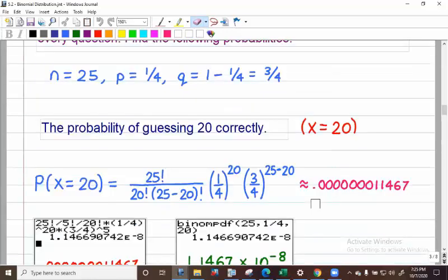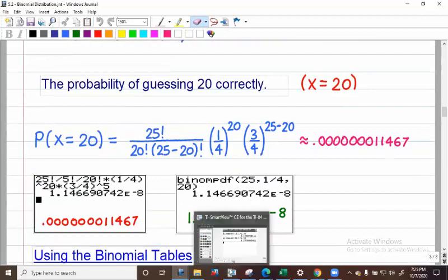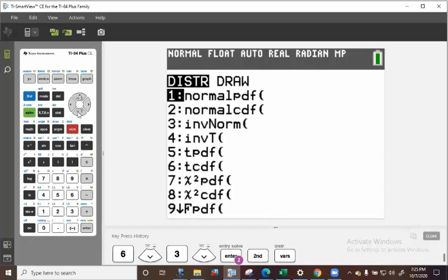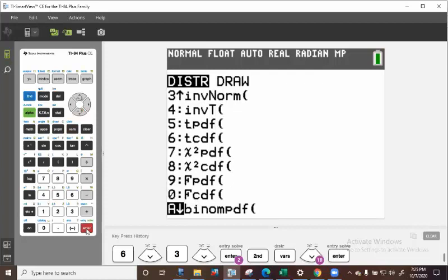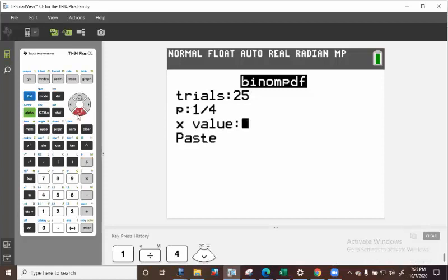So here's the formula set up with the combination part right here, and then 1 over 4 to the 20th, 3 over 4 to the 25 minus 20. And look at that number. In fact, this comes out in scientific notation. I don't know what's going to happen in the homework, but there's no way I'll put one in the exam that comes out in scientific notation that weird, but this is a good problem. So we have 25 trials. 1 out of 4 is the probability. 20 successes.